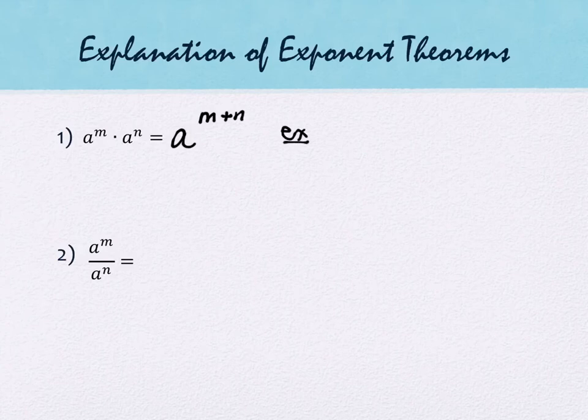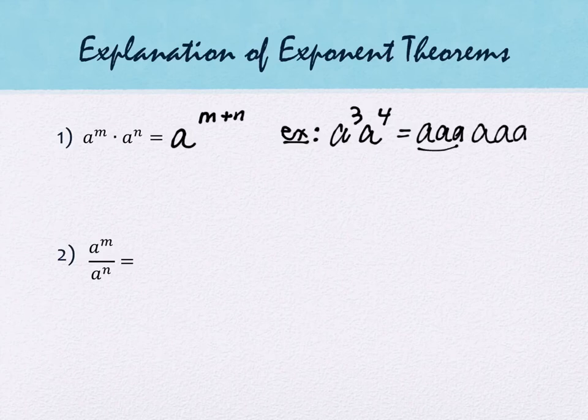So we're going to consider having a to the third times a to the fourth. Okay, so a to the third means a times a times a. A to the fourth means a times a times a times a, 4 of them, right? How many is that? 7. So how do you get from 3 and 4 to 7? You add.